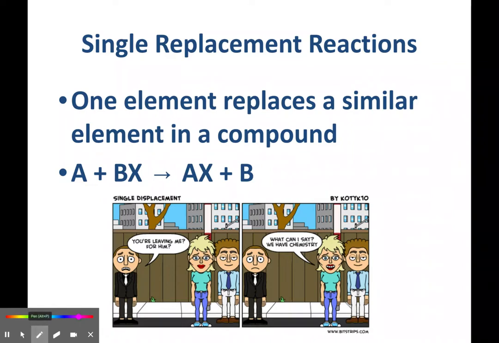Now let's say that the element that's by itself would make a positively charged ion. Then it's going to swap places with whatever element in the compound is also positive. If that element that's by itself would make a negative ion, then it will swap places with the element in the compound that's negative. So you have to determine what type of ion your element by itself is going to make to know who it's going to switch places with.